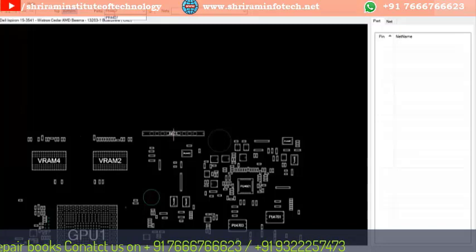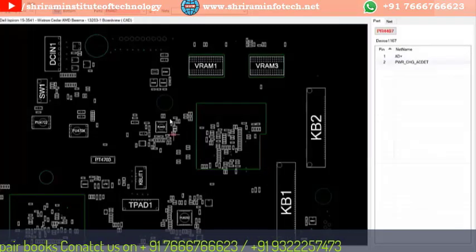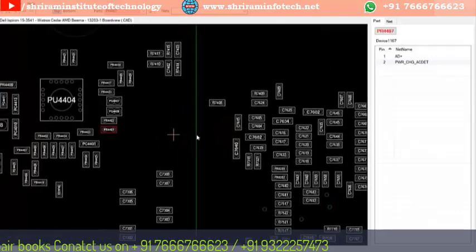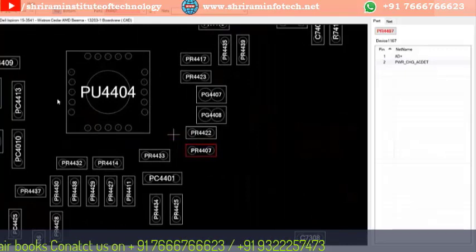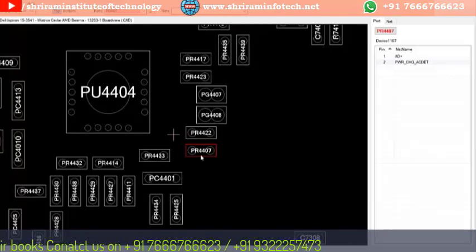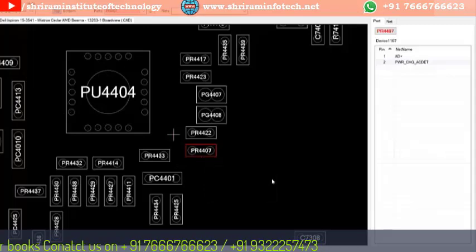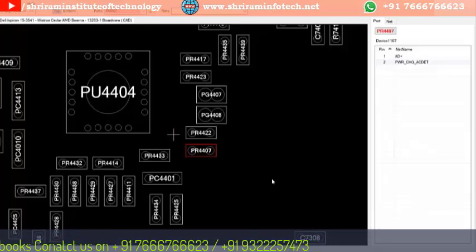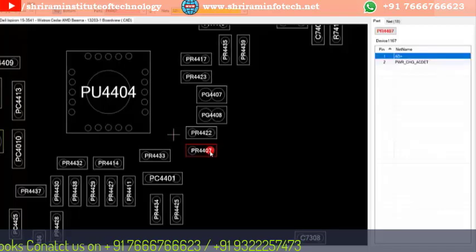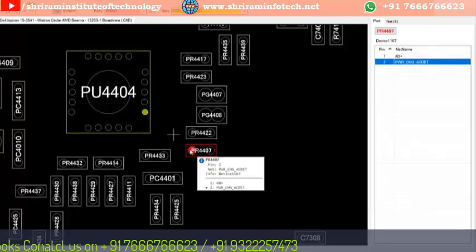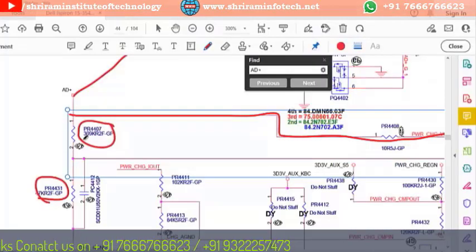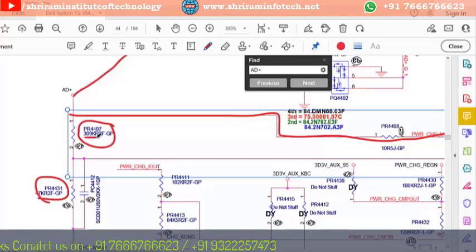PR4407, right? Search here. Can you see this one? This is my chip PU4404 and this is PR4407. So how much voltage will be there? At one leg you will get 19 volts and at the other leg the voltage will be 3 volts. And what is the value of this resistor? The resistor value is 309 kilo ohms, as mentioned over here.